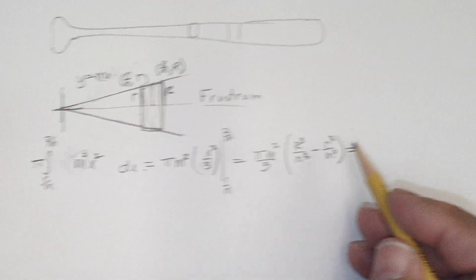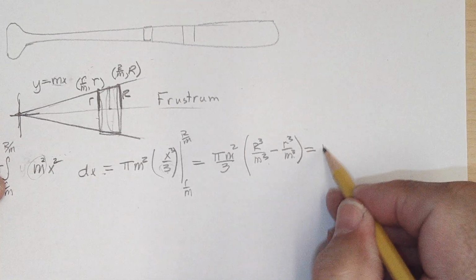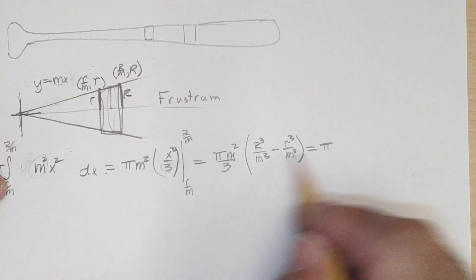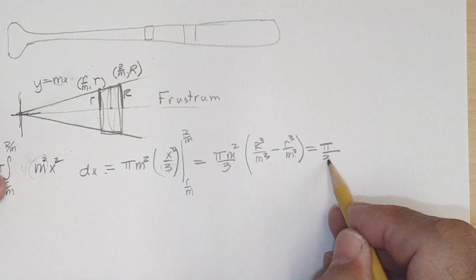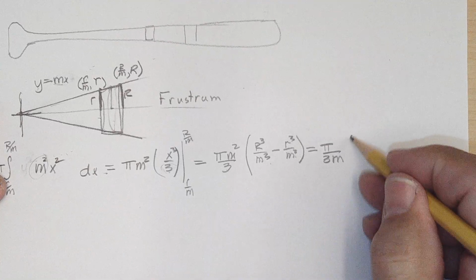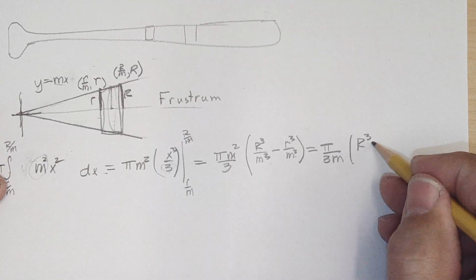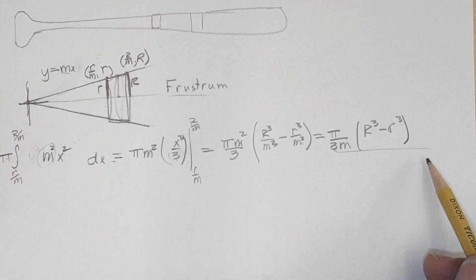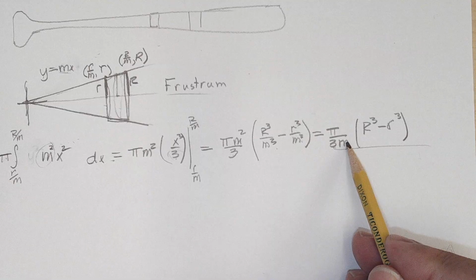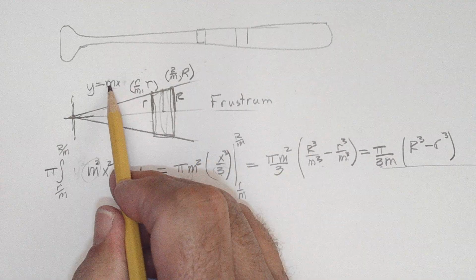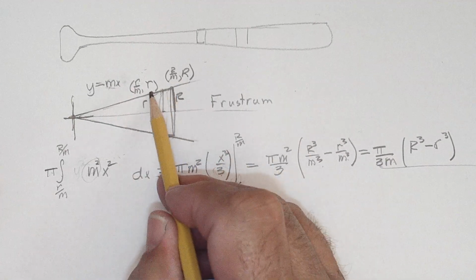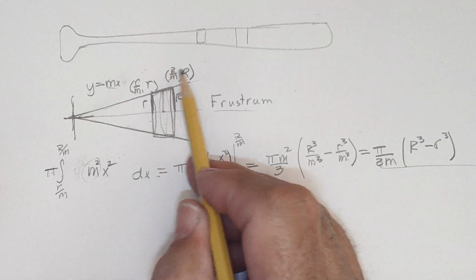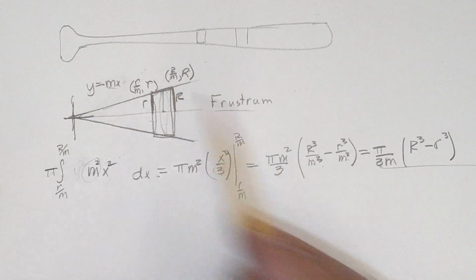So I get pi, m squared would cancel 2 of them, and so I get over 3m of big R cubed minus little r cubed. And I can use this formula, but what is m? Well, m is the slope, and the slope of this line is big R minus little r over, that's the change in y, over the change in x.